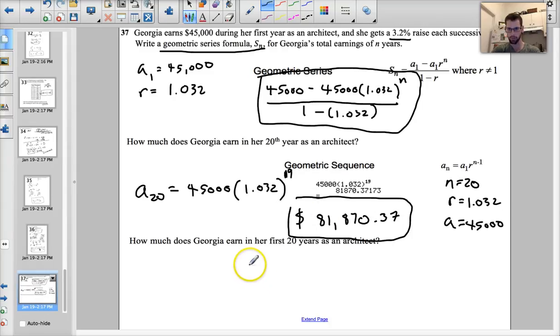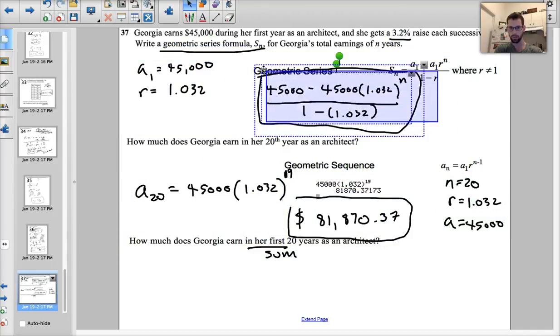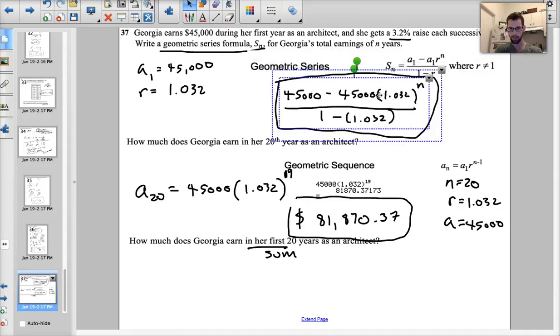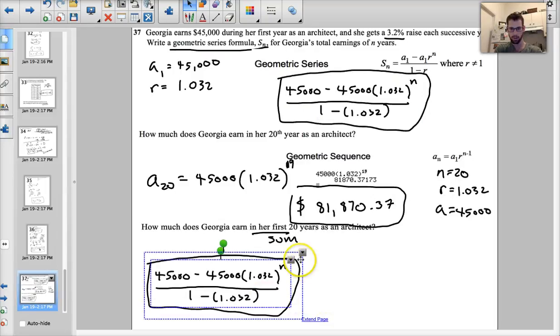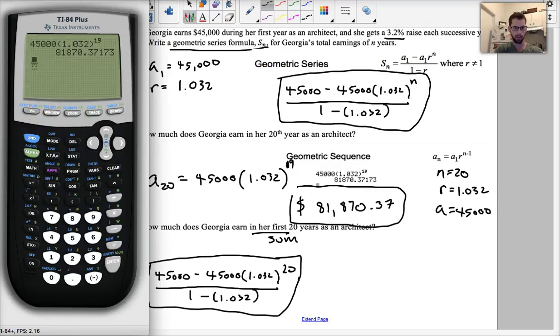How much does she earn in her first 20 years? So this means I'm looking for the sum, which means I'm going to take this formula right here. Whew, I didn't mean to do that. I just want to grab this formula. So I don't know if that worked or not. It did work. Now I want to ungrab this, and I'm actually just going to copy it, paste it, and drag it right down here. But instead of n now, I know that I am going to have the first 20 years, so n will be 20.